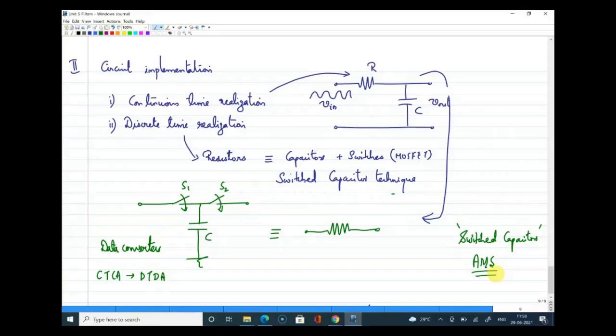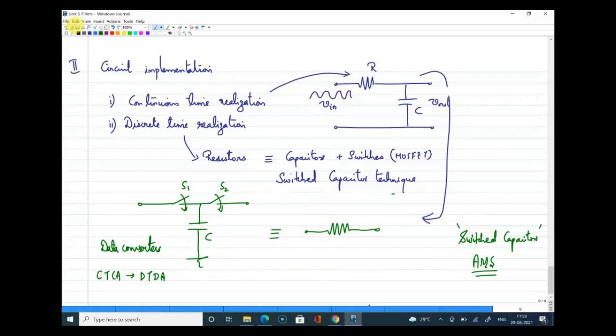All right, any questions here? Sir, these systems are implemented inside the IC, sir? Is that correct? Which system? Sir, this resistor being replaced by a switch and capacitor. Yes, yes. Thank you, sir. All right, yeah.